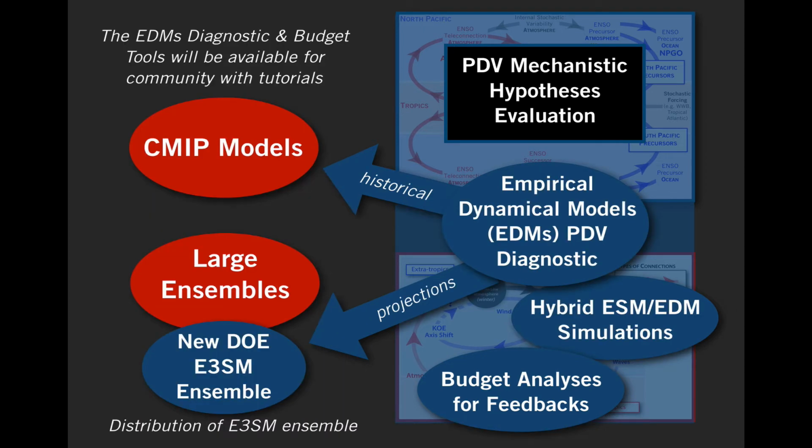And so this is going to be an important way to actually understand the mechanisms that generate the variance in these models. So to conclude, our project will essentially analyze both existing CMIP runs that are available and also large ensembles, and will generate a new small ensemble with the DOE Earth system model, which will be made available. And to do the diagnostics, we'll be developing these empirical dynamical models, EDMs, and also these budget analyses for feedbacks, which will be made available to the community along with a set of tutorials.